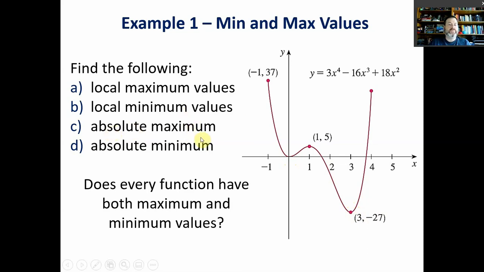Now let's look at absolute maximum. That's just the highest point on the graph. So it's 37 or -137. And the absolute minimum is this point again. So some points can be both. Some points can only be one or the other, just depending on where they are on the graph. So the question we want to answer at the bottom here is, does every function have both maximum and minimum values?